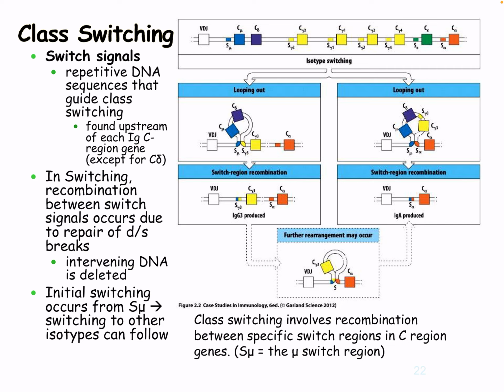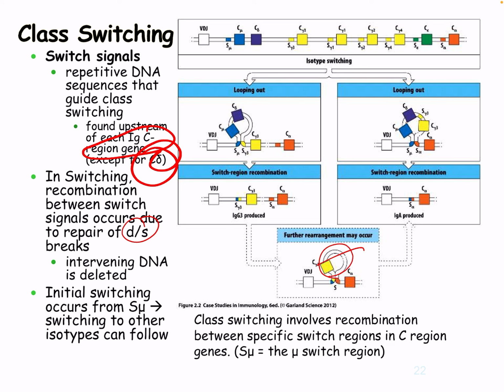So we have switch signals, which are repetitive DNA sequences that guide class switching. These are found upstream of each immunoglobulin constant gene region, except for C delta. So in switching, recombination between switch signals occurs due to the repair of double-stranded breaks, and the intervening DNA is then deleted. So here we have a break, and then it's deleted.